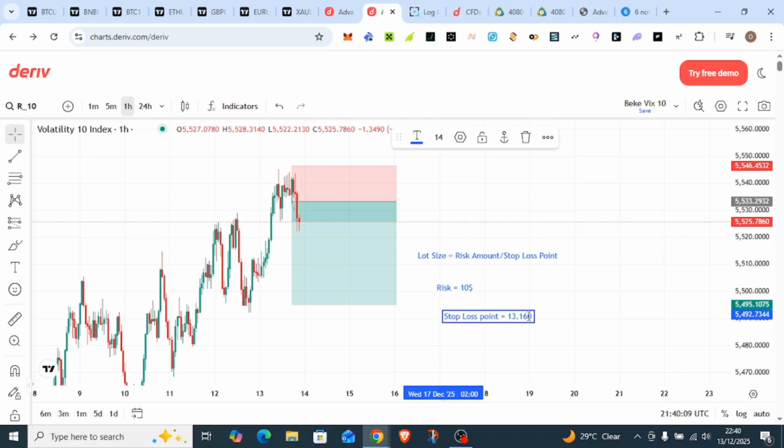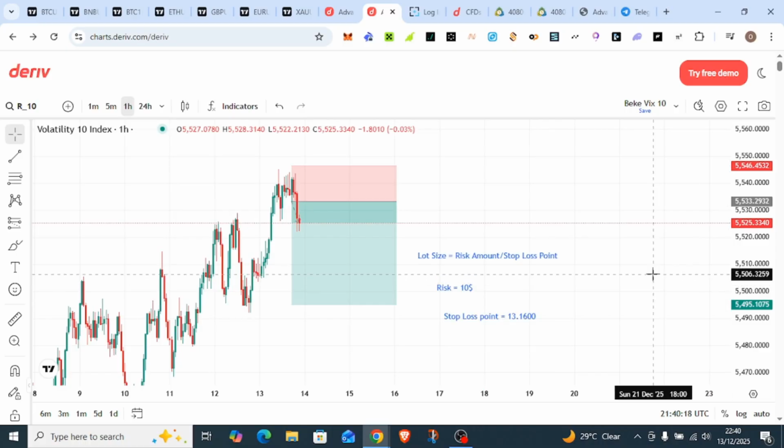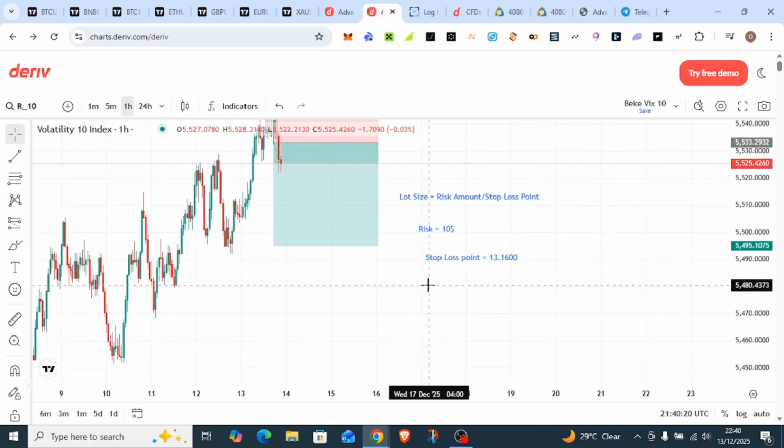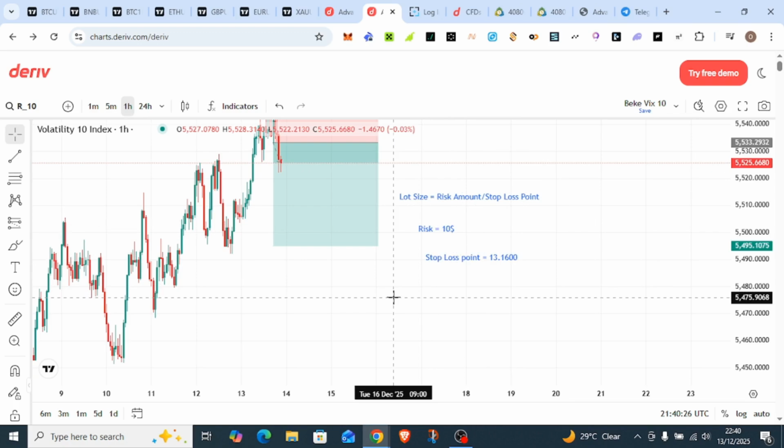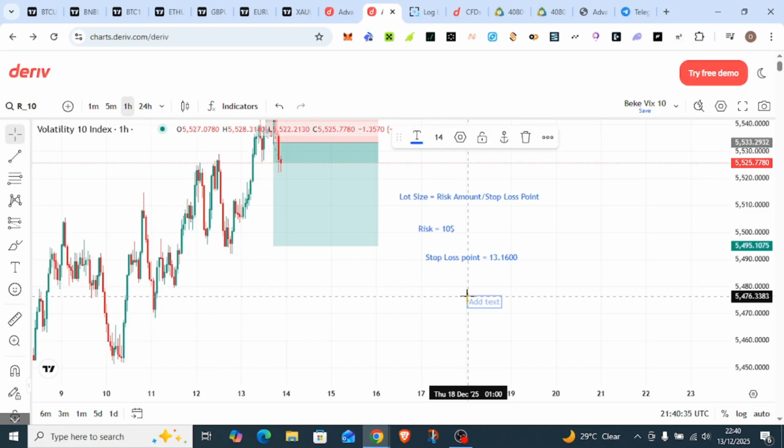Good. So for us to get the lot size, we divide risk by this. So what we have now is 10 over 13.1600.